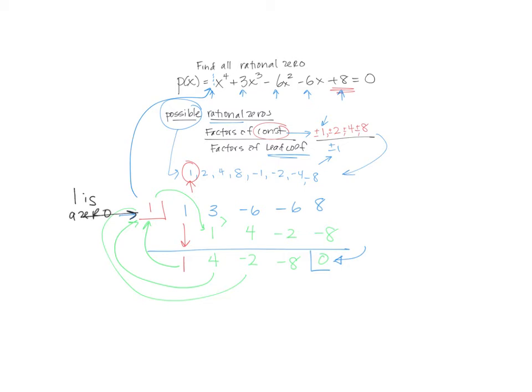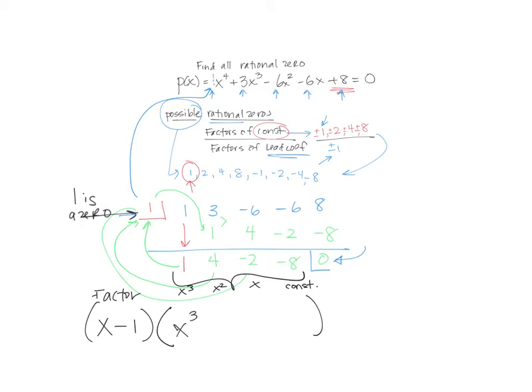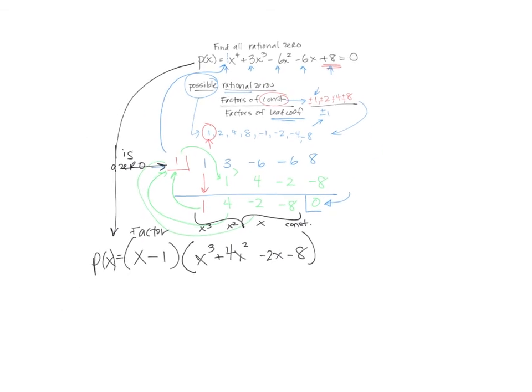And so that tells us also that x minus 1, notice it's the opposite, is a factor of that original polynomial. So x minus 1 times the polynomial represented here, those are our coefficients. Remember, it goes our constant term, our x squared, and x cubed kind of goes up. So we're going to have 1x cubed plus 4x squared minus 2x minus 8. And so that is still that polynomial p of x. We just started factoring it using this new method.